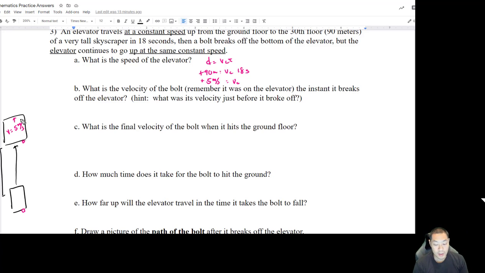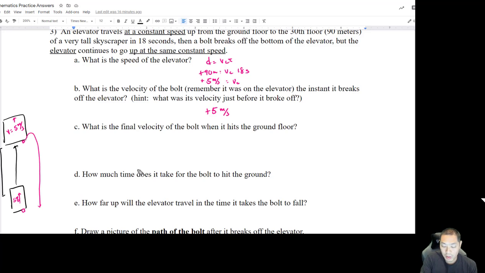It says, what's the velocity of the bolt when it breaks off the elevator? This is kind of what we have to know. When it's here, the bolt is moving with the elevator. So if the elevator is moving 5, that means the bolt's moving 5. When it breaks off, the bolt doesn't just drop down. It continues its upward motion first, and then it starts to fall back down. So what's the initial velocity? It was also positive 5 meters per second.